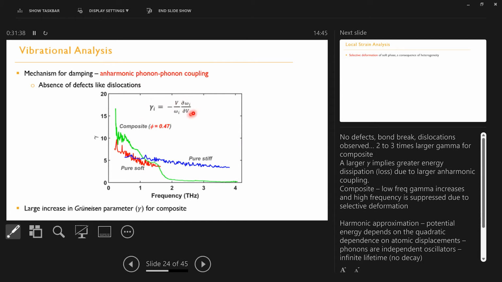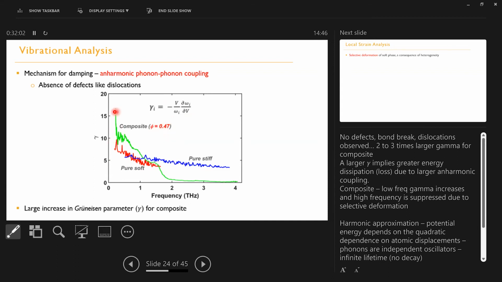And this is the quantity that you can compute for any material, any elastic material. And we computed that for the homogeneous materials. The red curve is for the pure soft phase. The blue curve is for the pure stiff phase. So both of these are homogeneous. And the green one is for the composite structure, with a phase fraction of 47% of the stiff inclusion.